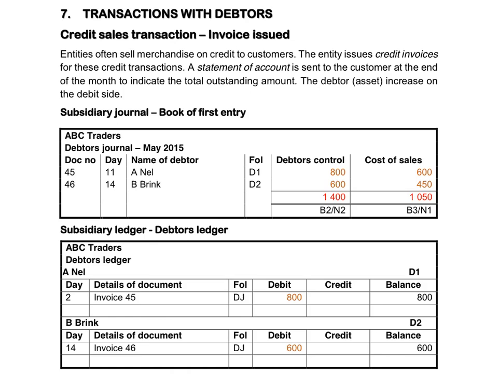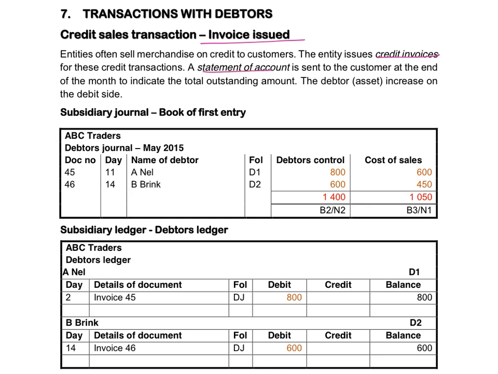Good morning. We will pay attention to transactions with debtors, and our first transaction is credit sales with a debtor, where you sell goods to them and they will only pay you later, so they don't pay for it immediately. When we sell goods on credit, we will issue an invoice. The entity uses these credit invoices to record the credit transactions in the creditor's journal.